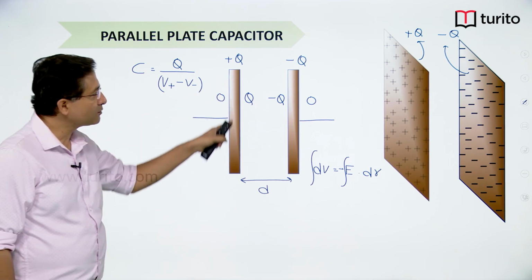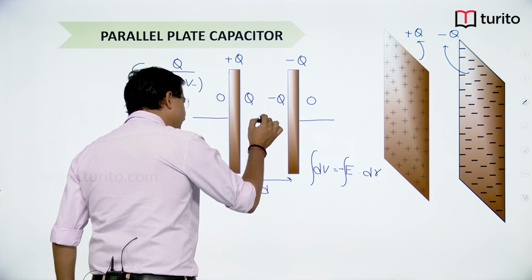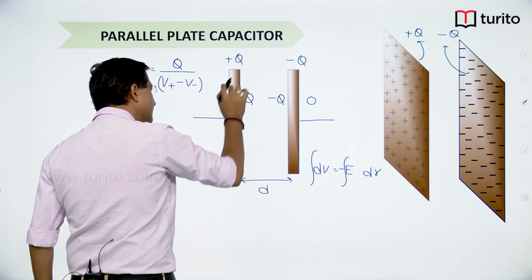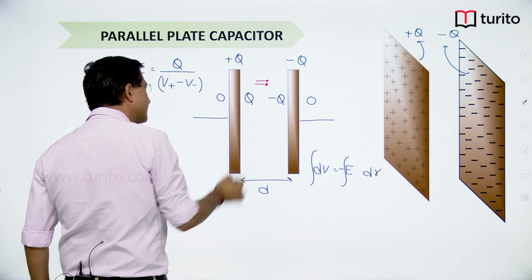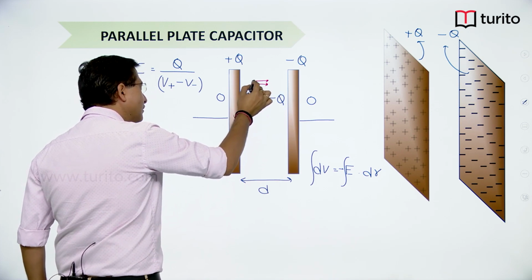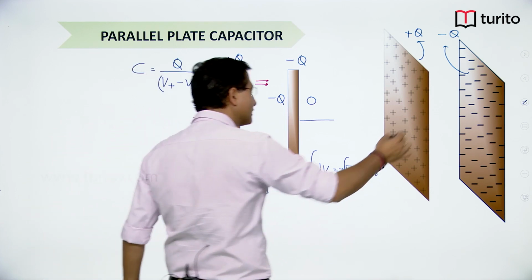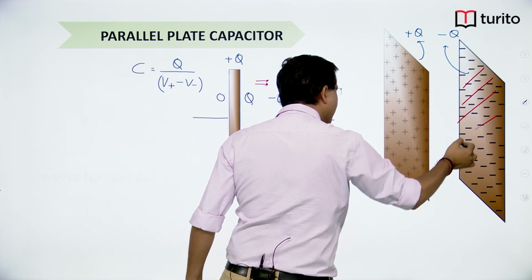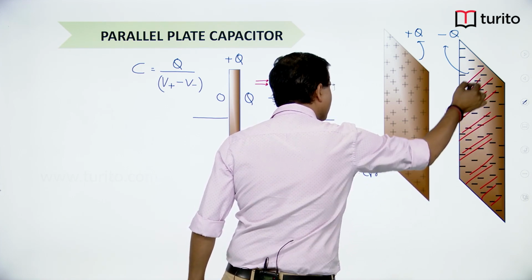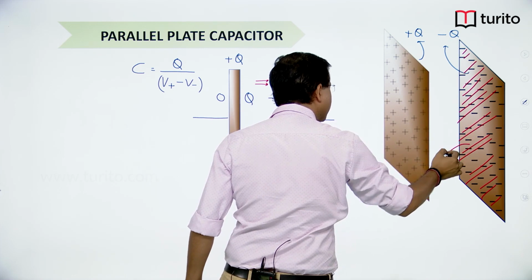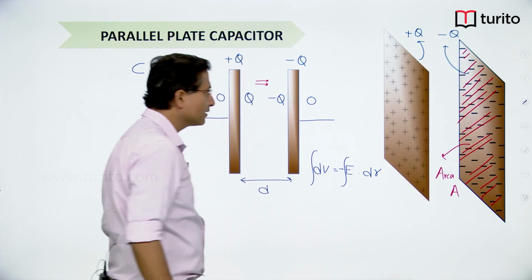As this one is positive and this one is negative, the field here depends on these charges only. Because of this positive, the field will be in this direction, and because of this negative, the field will be in this direction. The field at this point depends on the area. This area I am considering is A.